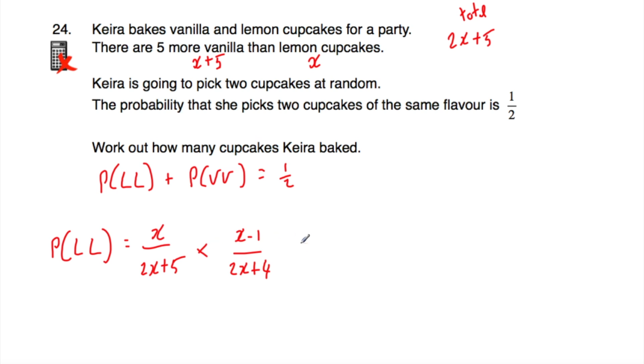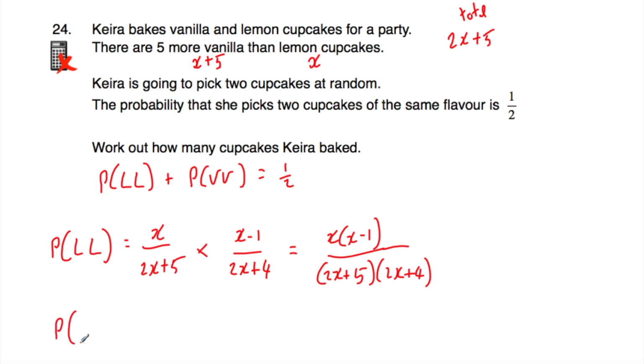And then if we times these together, that'll be the probability that Kira picks a lemon cupcake and another lemon cupcake. So let's times them together. x times x minus 1 would be x brackets x minus 1. And in terms of the denominator, it would be 2x plus 5 multiplied by 2x plus 4. Now, I haven't expanded that yet, but I've got a feeling in this question that we're going to need to do that. So that's the probability of Kira picking a lemon cupcake and a lemon cupcake.